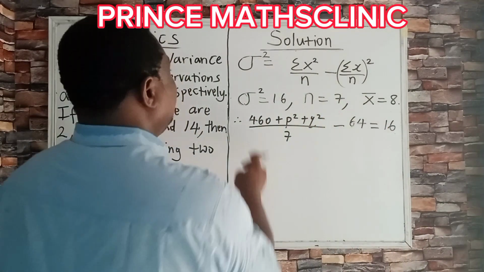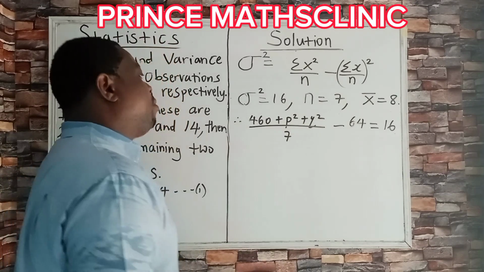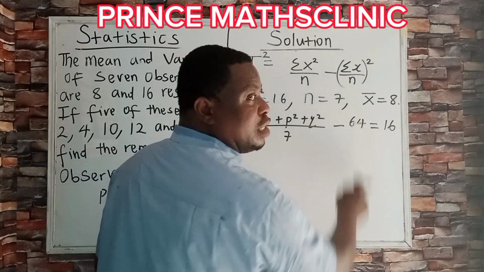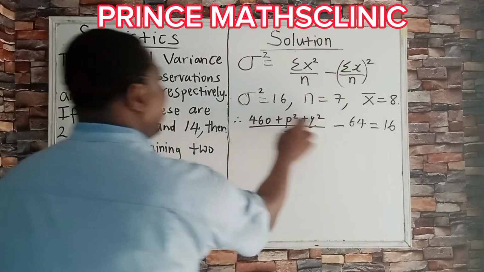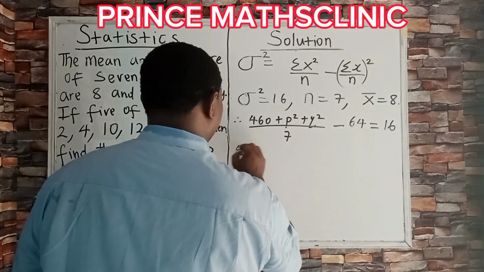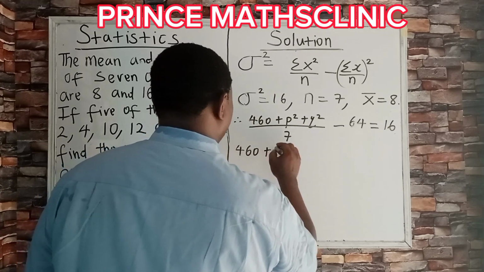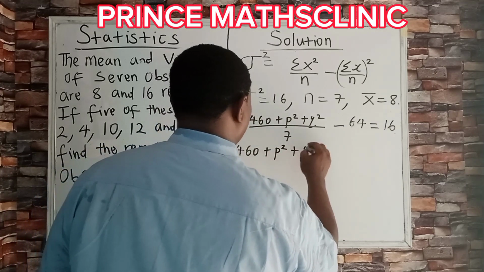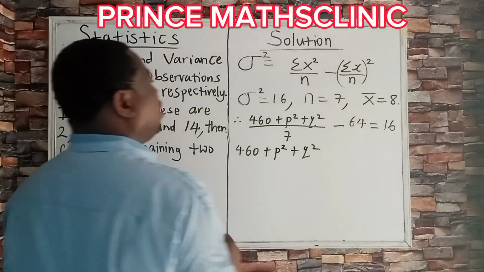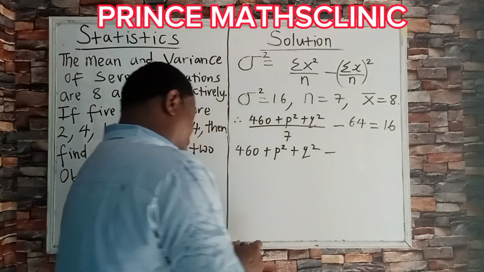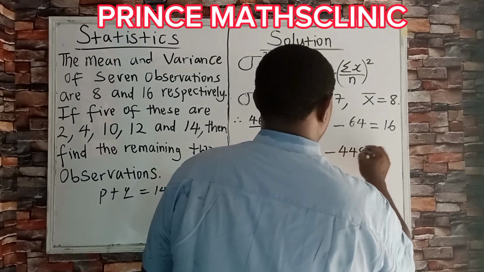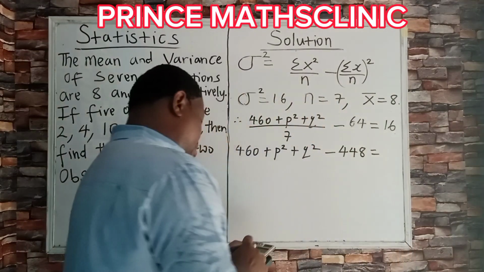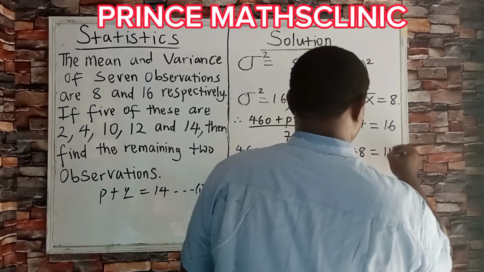To eliminate the fraction, I have to multiply each term by the LCM. So if I multiply this portion by 7, I will have 460 plus p squared plus q squared. Then, if I multiply 64 by 7, I will get 448. And if I multiply 16 by 7, 112.